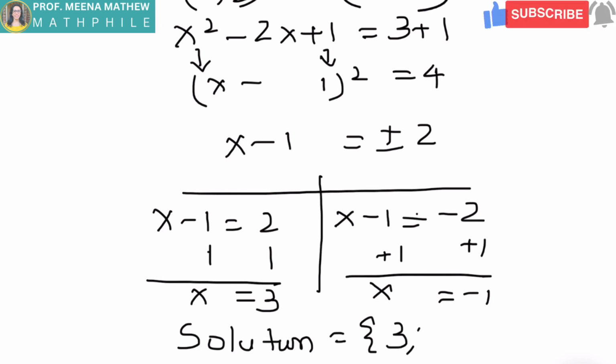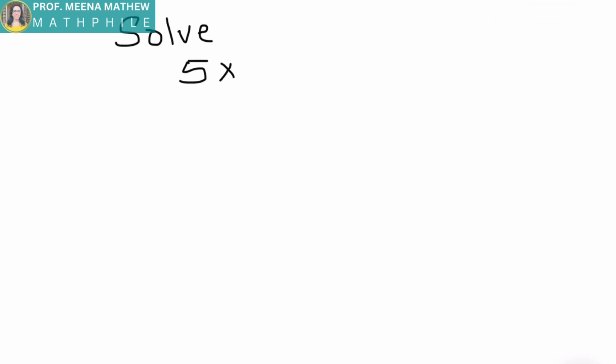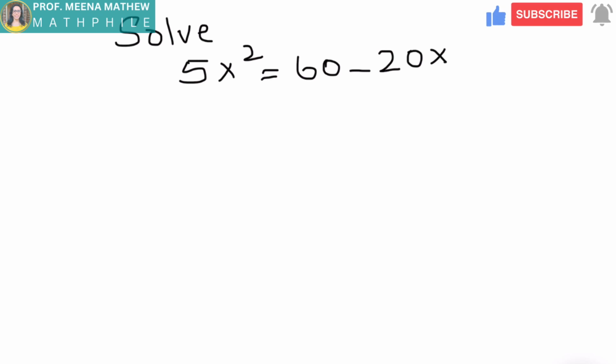So the solution is 3 comma negative 1. My next example is solve 5x square equals 60 minus 20x. Here we can divide all the terms by 5 because all terms are multiples of 5. I'm going to divide it by 5.